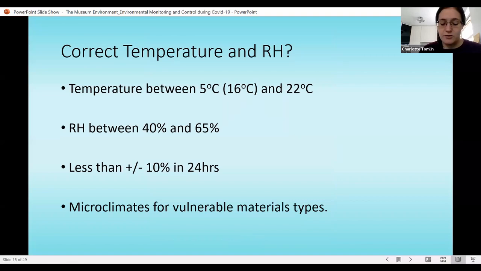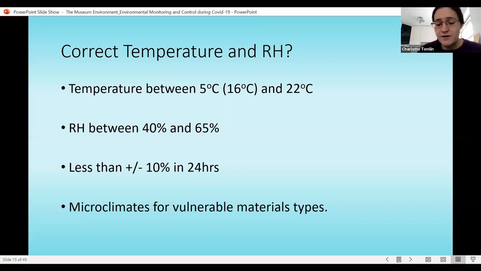We've seen a small snapshot of how different materials react to temperature and RH, and what damage can be caused. So how can we define the correct temperature and RH conditions for the needs of a mixed collection? It is a genuine case of we can't please everyone, so we go with the aim of trying to please most people, or most objects. What most materials prefer is a mid-range temperature, so between 5 degrees and 22 degrees. That's above freezing and below what we think of as hot temperatures.